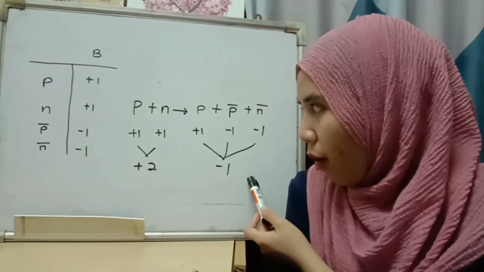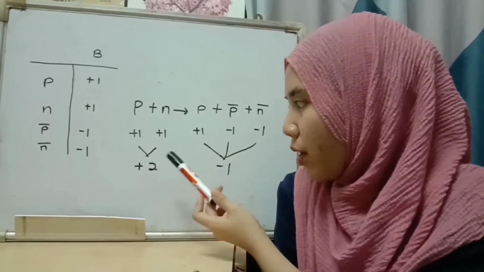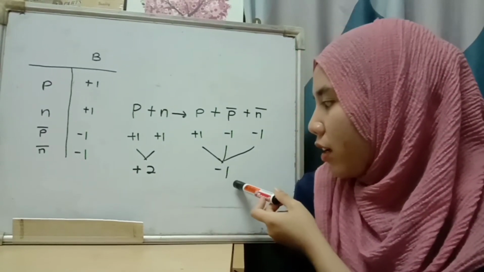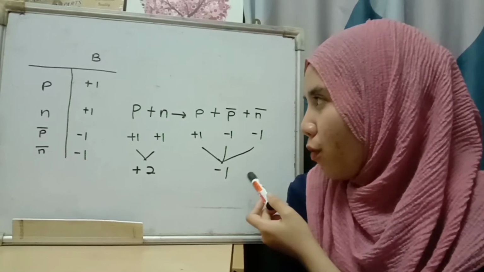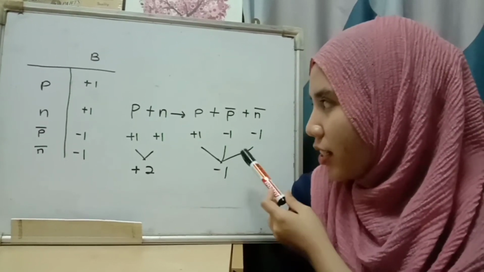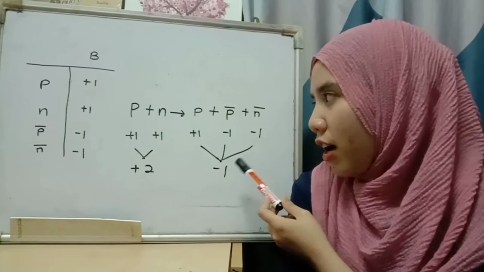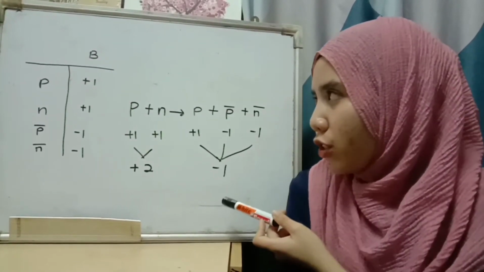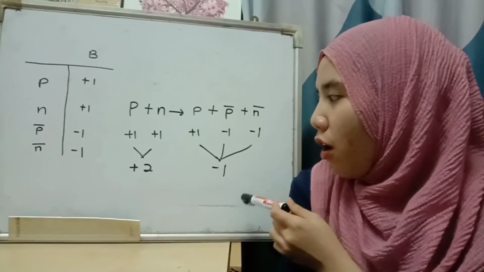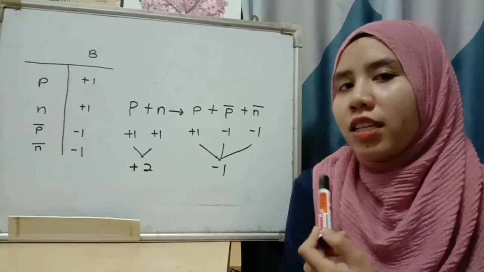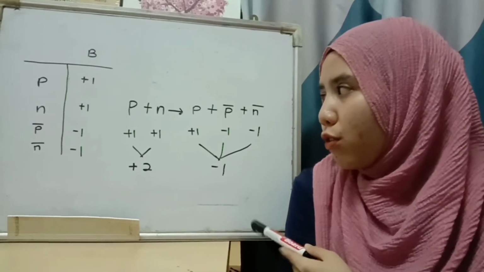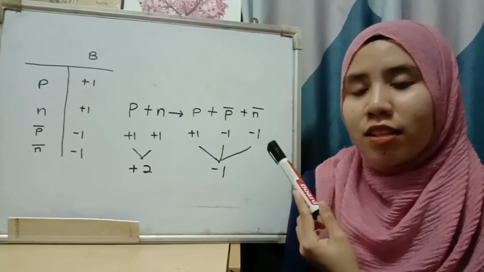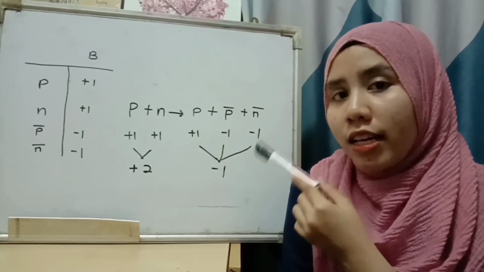So the value before, positive 2, is not equal to the value after, negative 1, so we show that this particular reaction does not take place in nature. The conservation law of the baryon number is important for us to use to determine whether a reaction occurs or does not occur in nature.